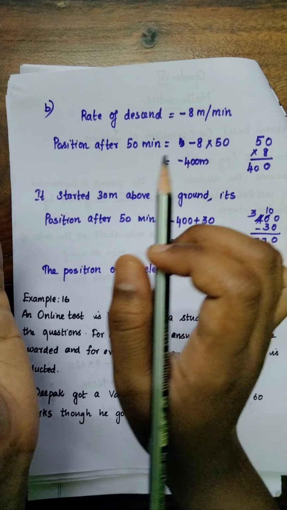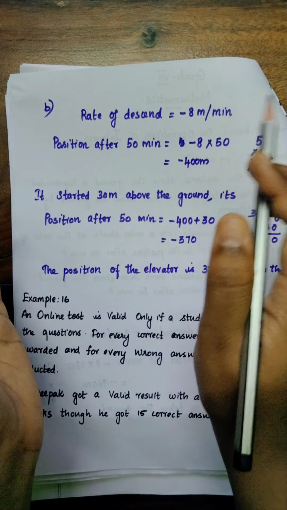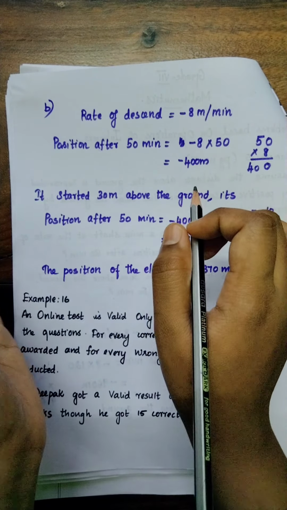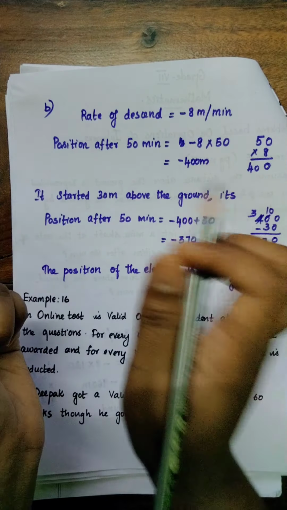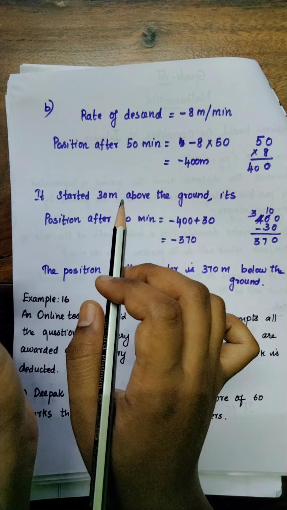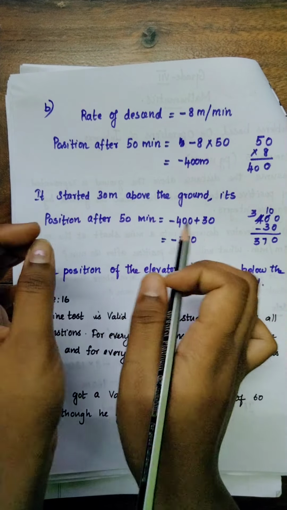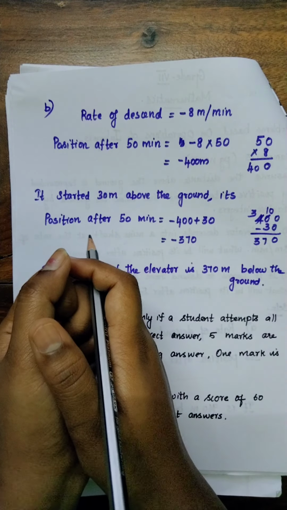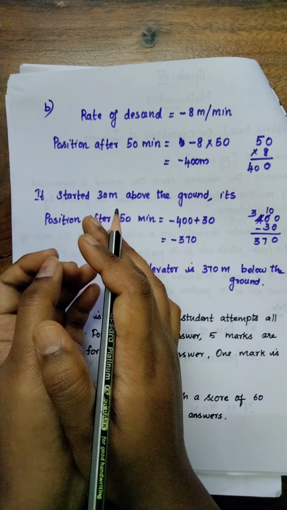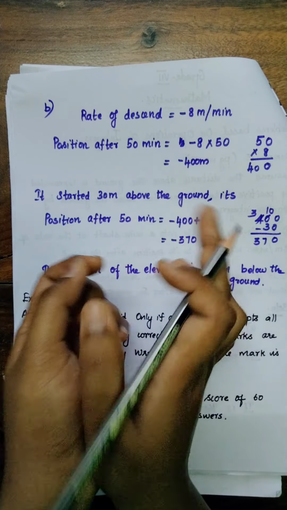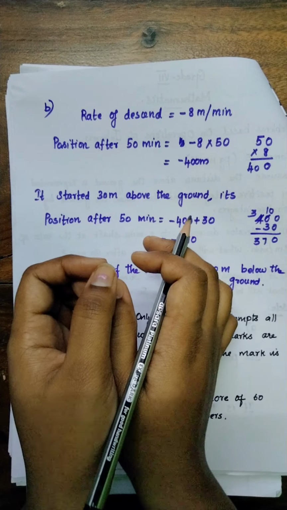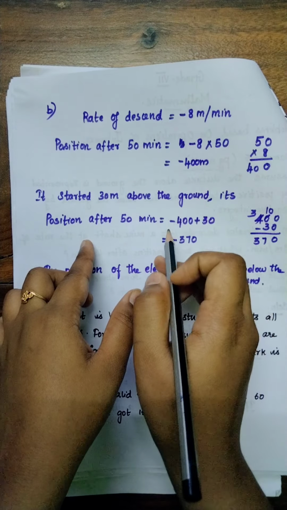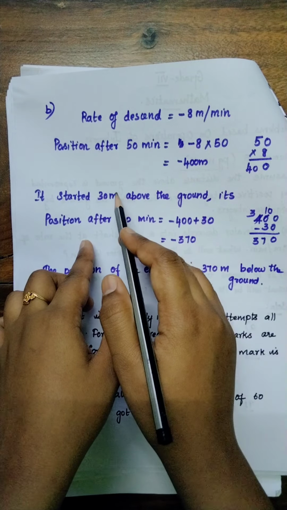Rate of descent is minus 8 meter per minute. Then position after 50 minutes is equal to minus 8 into 50, that is minus 400 meter. Then it started 30 meter above the ground. Its position after 50 minutes is equal to, initially it is starting 30 meter above the ground. After 50 minutes we got one answer, right? So minus 400, then add this 30.